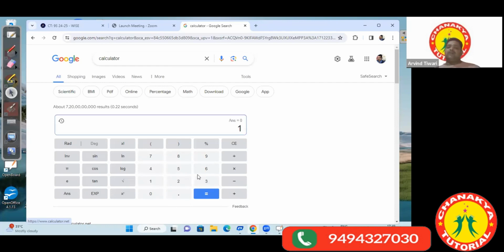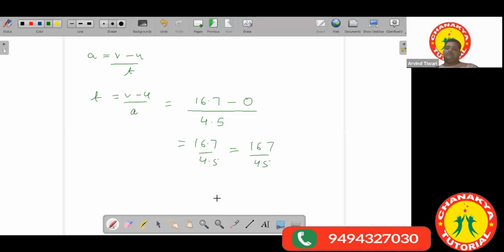So that's what you have, 167 divided by 45, and you get your answer as 3.71. So that is the answer, 3.7 seconds you have there.